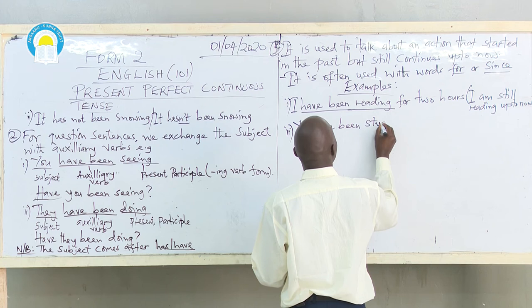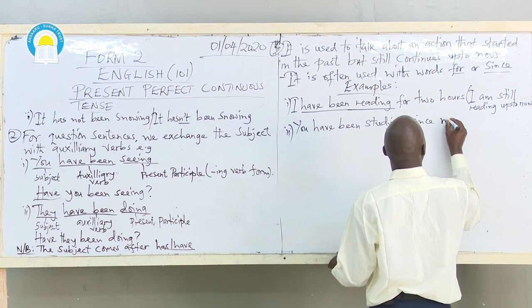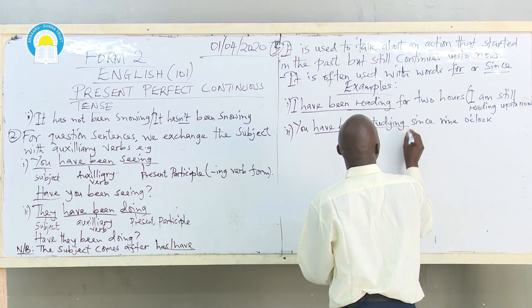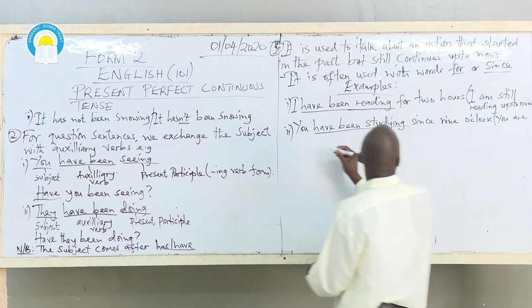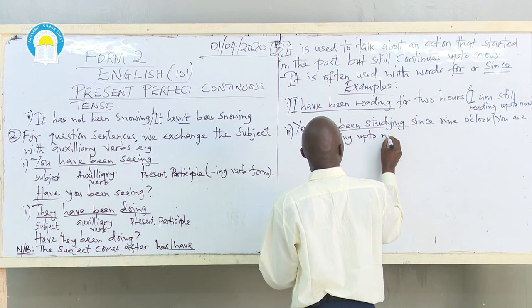You have been studying since 9, or let me write it in words, since 9 o'clock. So, have been studying. This sentence itself also means that you are still studying, you are still studying up to now. Very good.